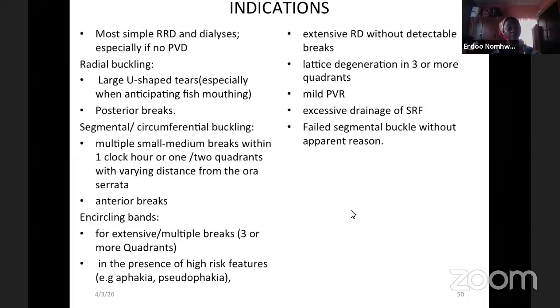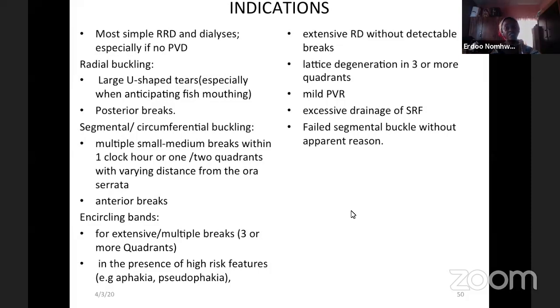Then the segmental or circumferential buckling can be used for anterior breaks. If you have multiple small to medium breaks within 1 clock hour, at a varying distance from the ora serrata, you can use it. Then the encircling bands can be used if you have extensive multiple breaks in 3 or more quadrants. It can also be used when you have high-risk features like aphakia or pseudophakia.